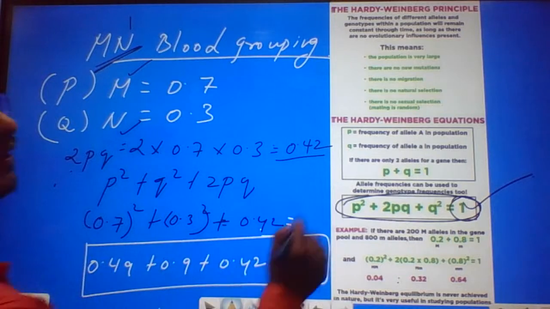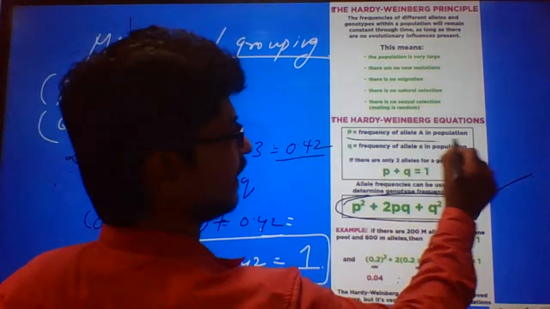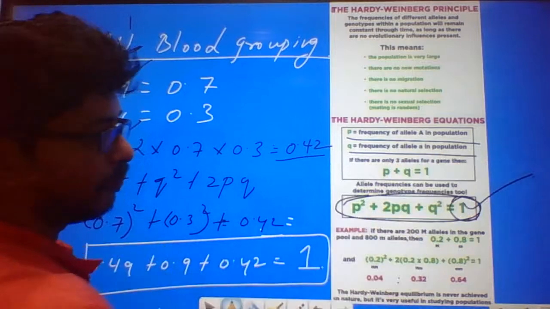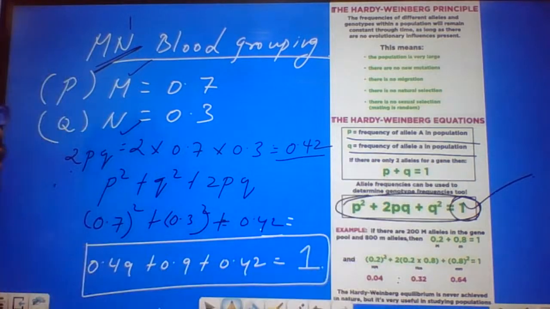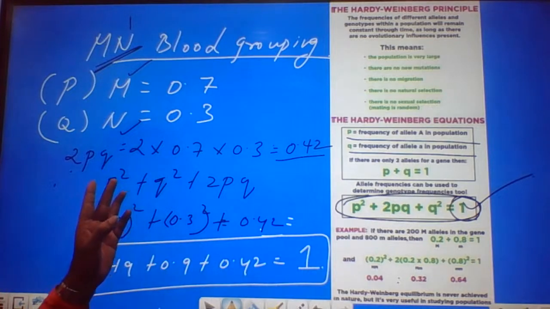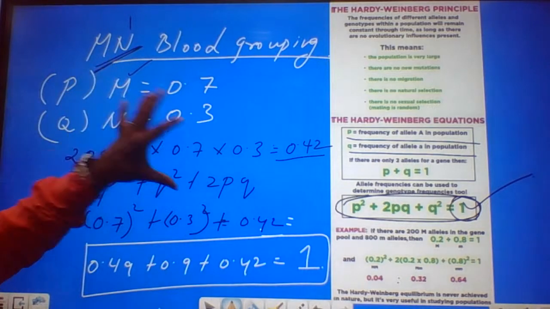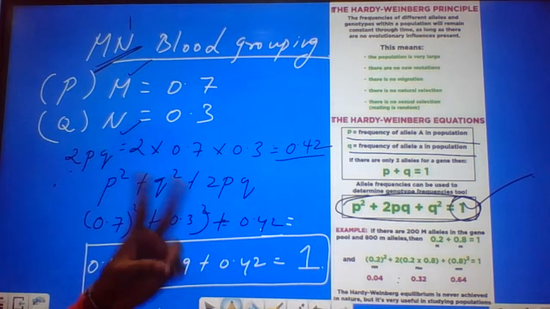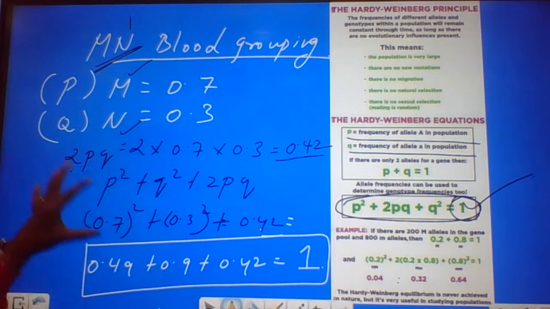So P is the frequency of allele A in a population. Q is the frequency of allele a, that is small a, in a population. So P plus Q is equal to 1. But what you should remember is to apply it correctly. With MN blood grouping or any such thing, they will give two different alleles, and you must apply them into the equation, and so you will be getting the answer. So we're done with this part.